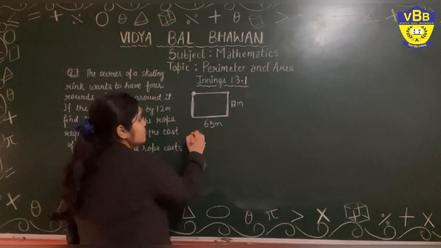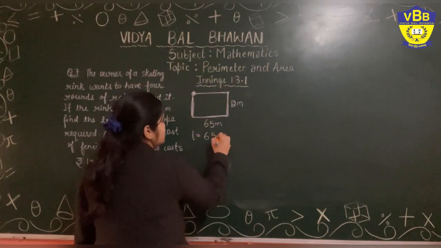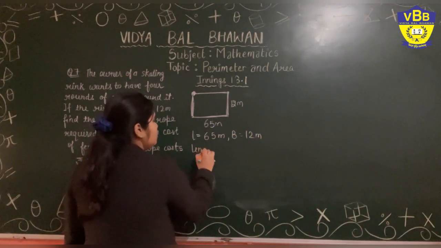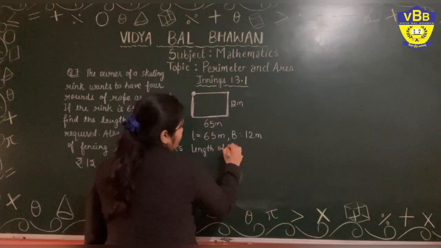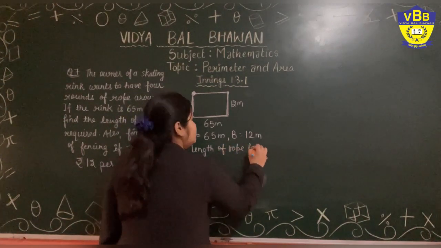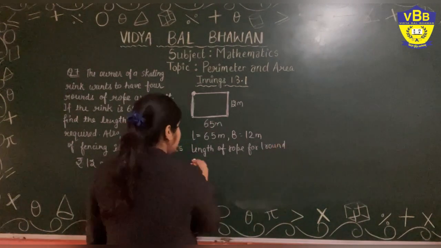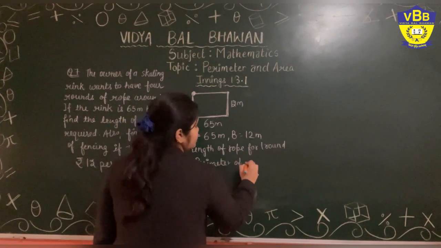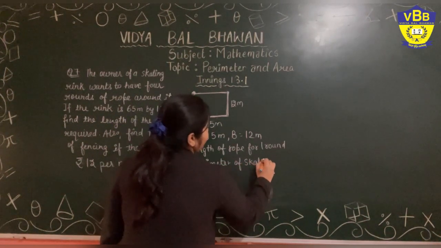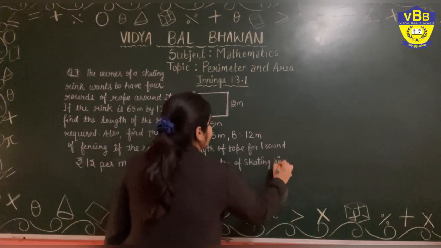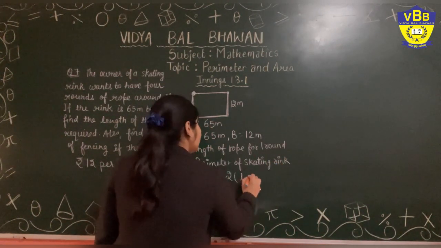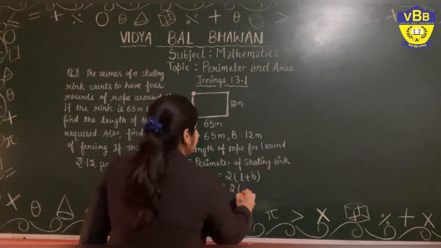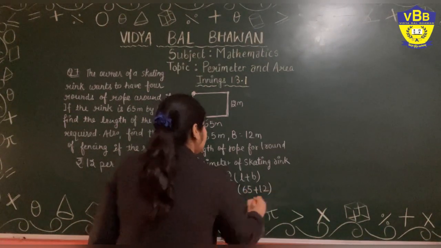So let's just start. Length of the skating rink is 65 meter. Breadth of the skating rink is 12 meter. Length of rope for one round will be equal to the perimeter of the rectangle. Perimeter of the rink, or you can say skating rink, that is rectangular in shape. Formula for this is 2 into L plus B. Do we know the length and breadth? Yes. Keep it in the formula. Length is 65, breadth is 12.